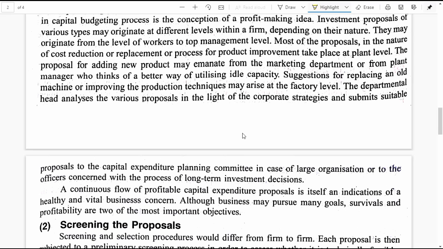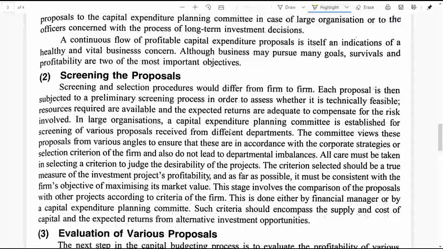So obviously, the very first step in the process of capital budgeting is to identify suitable and feasible investment proposals which will guarantee the profitability of the concern in the days to come. Most of such capital investment proposals in the nature of cost control and reduction of cost or replacement of an existing plant or machinery, or process for product improvement, come basically from the workers at the operational level, whereas new product ideas originate from the marketing department. So that is what is suggested in point number 1.